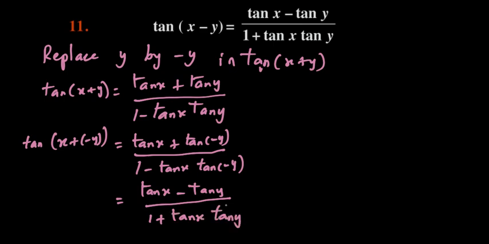So tan of x minus y. Here plus into minus becomes minus. So tan of x minus y will be tan x minus tan y by 1 plus tan x tan y, as we proved.